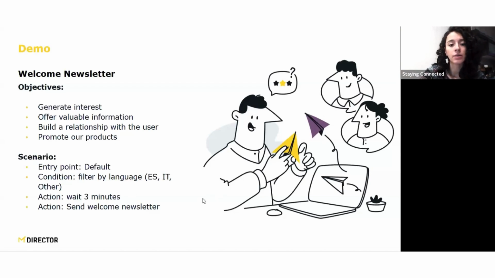So the scenario I'm going to show you has these 3 points. An entry point: the contact has been added to my default list. A condition I added is to filter them by language. You can filter them by content, or you can avoid the filter and just, okay, they enter, wait a couple of minutes, and then send the welcome newsletter.